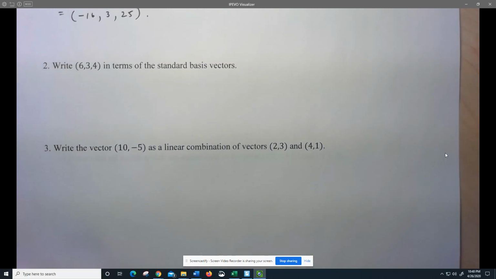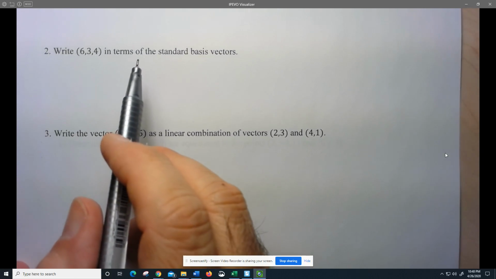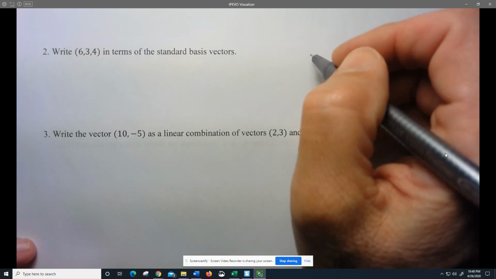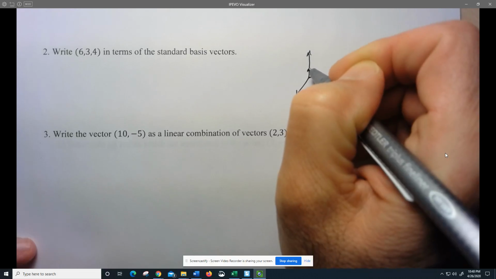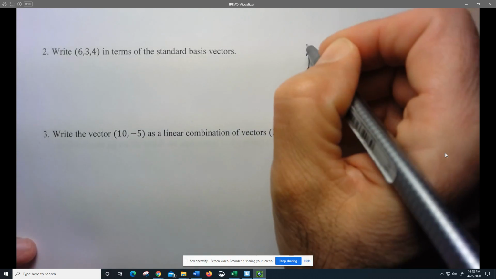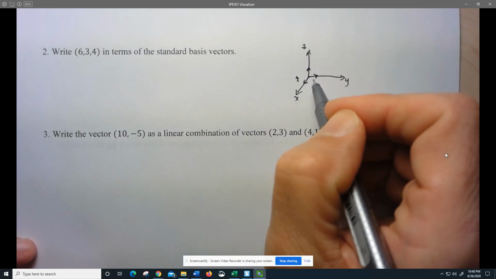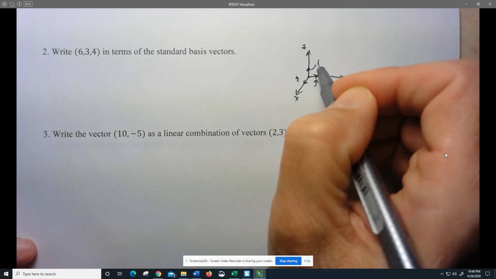It says write 6, 3, 4. So again, another 3D vector in terms of the standard basis vectors. So remember that our standard basis vectors, in 3D, we call them i, j, and k, and we use little hats. And what those represent are the unit vectors in each of the positive directions on the axes. So if this is x, y, z, this would be 1, 0, 0, which would be vector i, this would be 0, 1, 0, this would be vector j, and this here would be 0, 0, 1, which would be vector k.